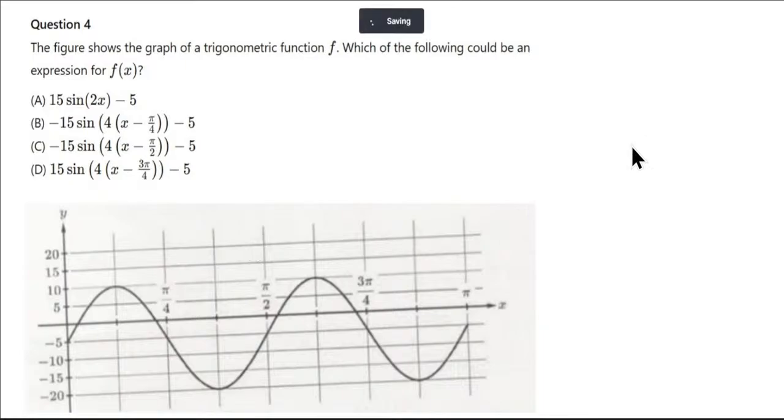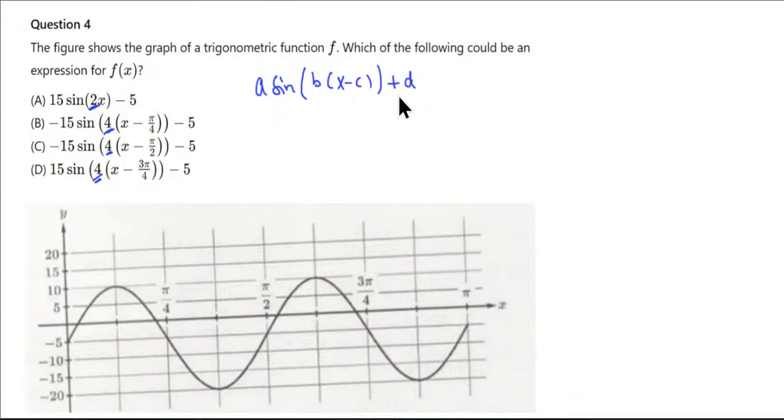Right. Over here, the figure shows the graph of the trigonometric function f. Which of the following could be an expression for f? Okay. I personally feel that finding b is the easiest, although it will only help me to rule out options. I mean, if we are lucky, maybe 4 is not the answer, and only option a is correct. But yeah, finding b is actually okay.